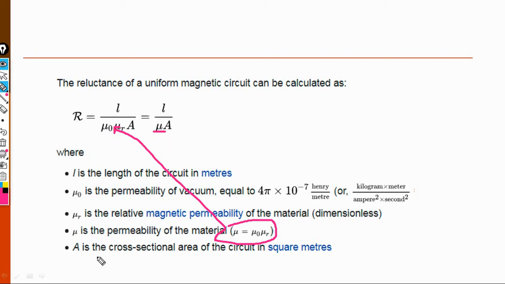And the last one is A, the cross sectional area of the circuit, measured in meter square. This is the unit of area. Now this is the concept of reluctance in magnetic circuit when using uniform field.